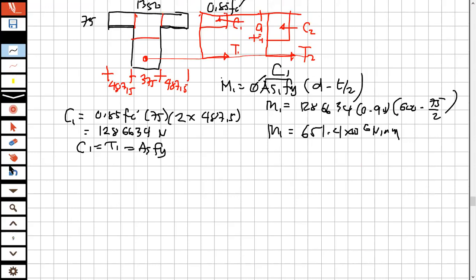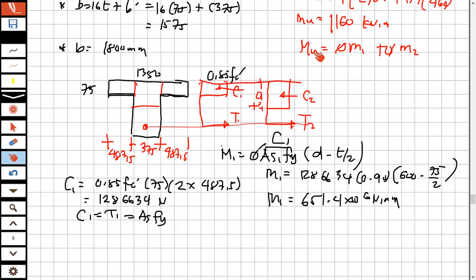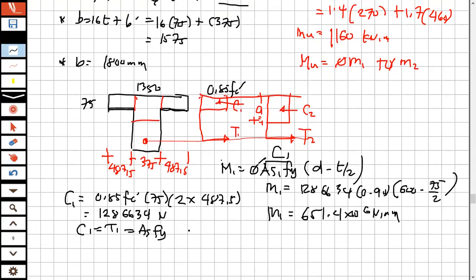Take note, we have already computed Mu. What is Mu? 1160. So therefore, we can compute M2, because we are looking for M2 since M2 can give us a, the depth of the compression block. Mu minus M1: 1160 minus 651.4 will give us M2. What is M2? 508.